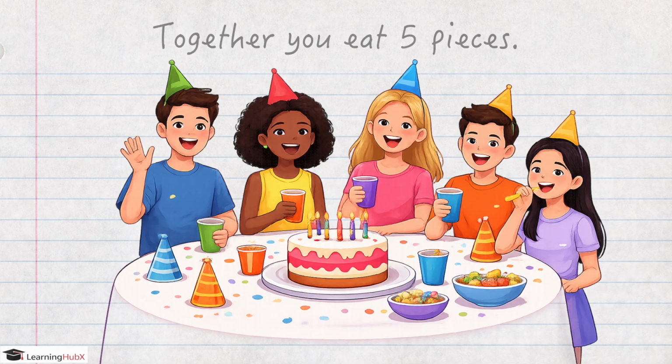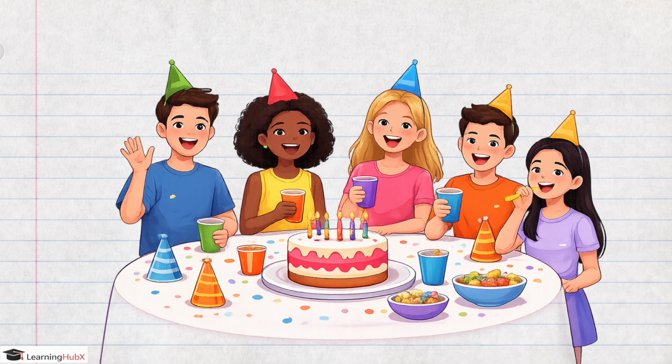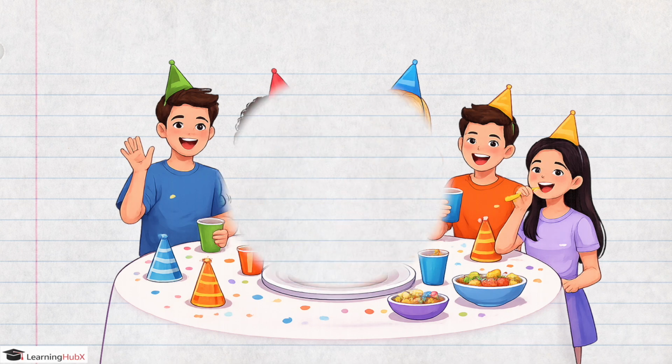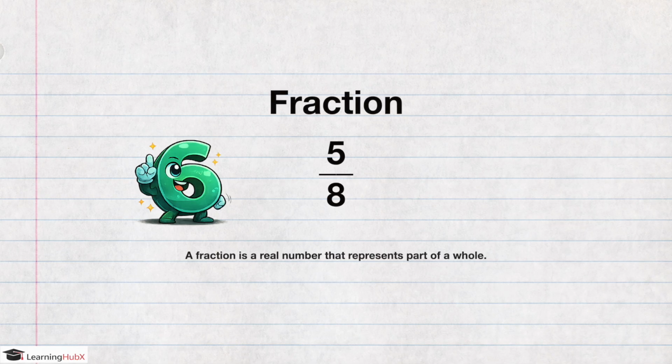Together you eat 5 pieces. What fraction of the cake did you eat? You guys eat 5 out of 8 pieces. In mathematics, we write this as 5 over 8. This is called a fraction. A fraction is a real number that represents a part of a whole.